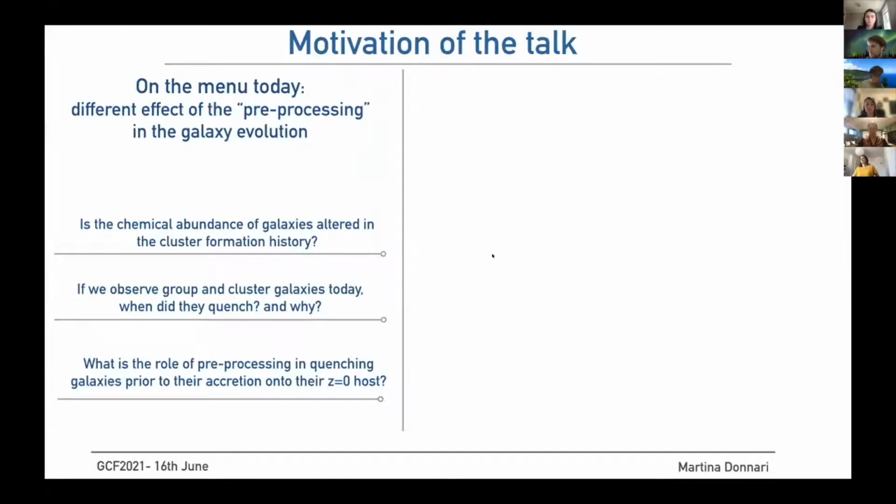So today I'm going to present different effects of the preprocessing in galaxy evolution. The first question that I want to answer, and basically I want to show you the first evidence of chemical preprocessing in the cluster formation history. And then I'll show you the quench fraction, and particularly what is the role of preprocessing in quenching galaxies prior to their accretion into the redshift zero host.